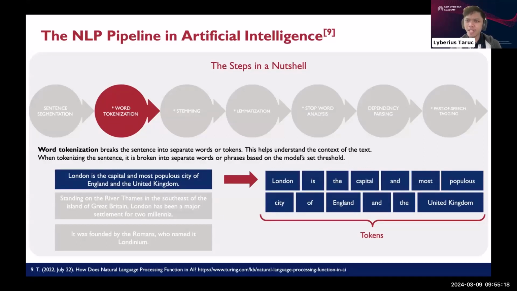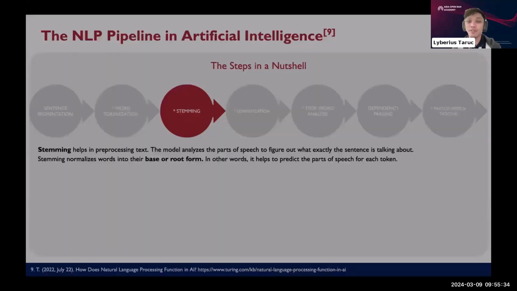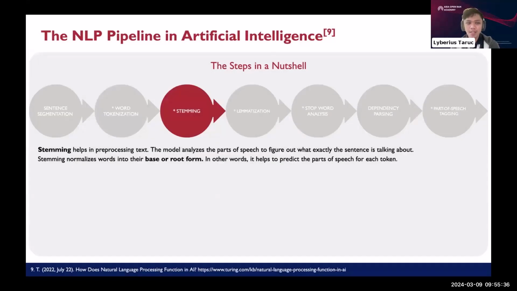Is a token equivalent to one word? Is it equivalent to only letters? Is it equivalent to characters or phrases? It still depends. Now, after we have tokenized a given sentence, the next step would involve stemming. Stemming and the step after it, lemmatization, are somewhat confusing. I mean, for one, I was also confused when I first heard these two terms.